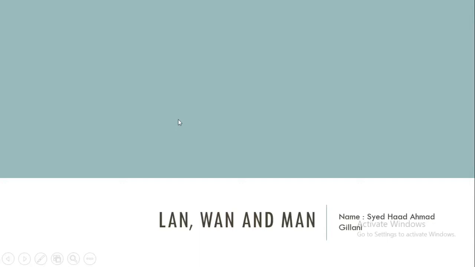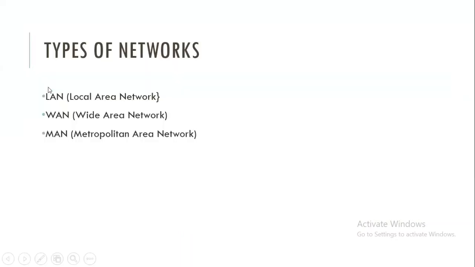So the topic that I've been given today is LAN, WAN and MAN. There are three types of networks: LAN, WAN and MAN. LAN stands for local area network, MAN stands for metropolitan area network, and WAN stands for wide area network.